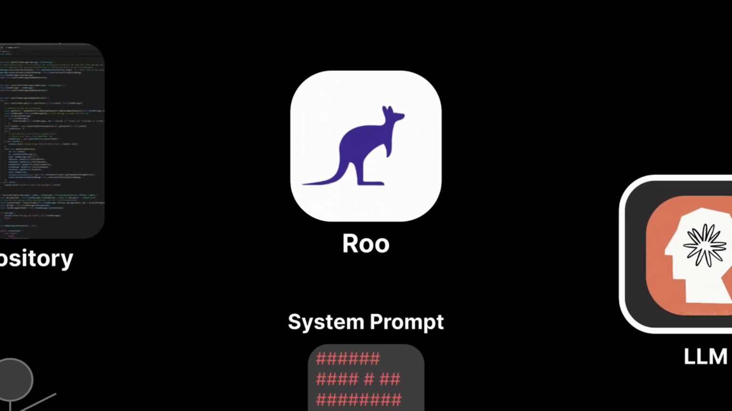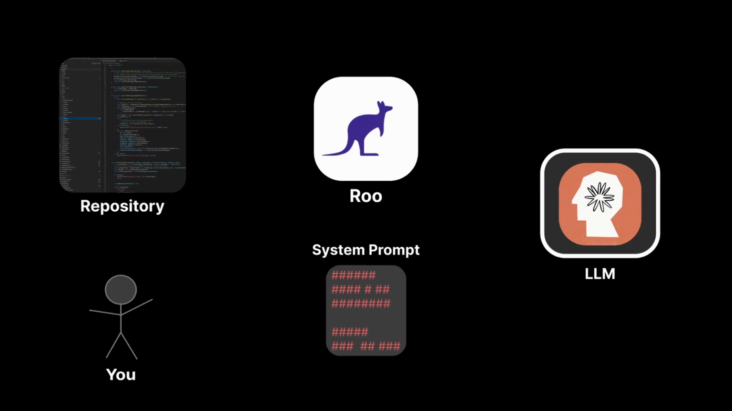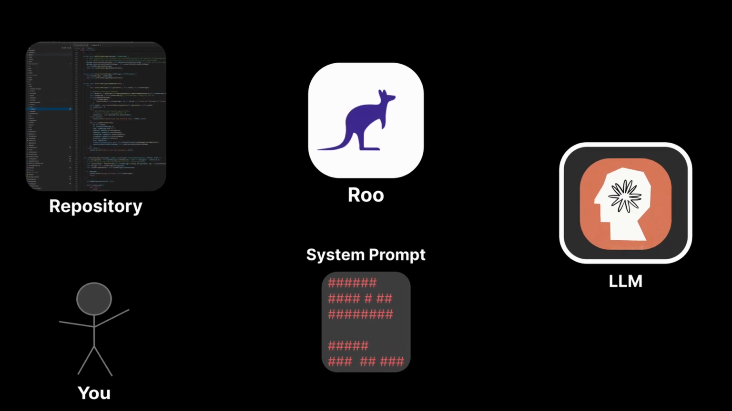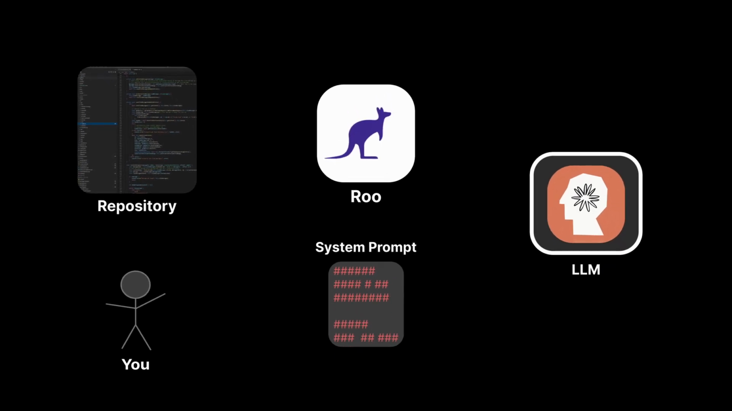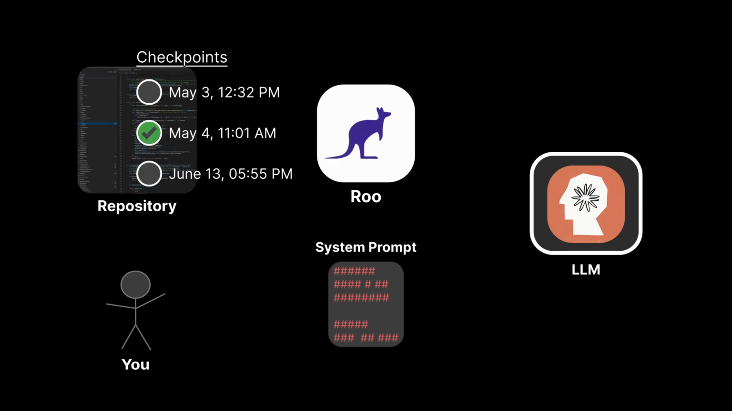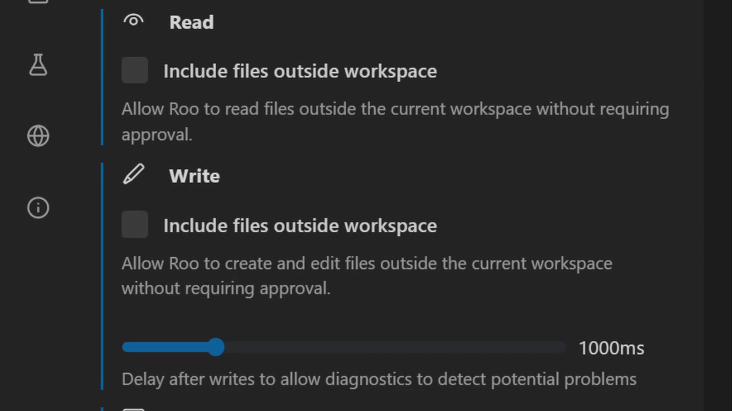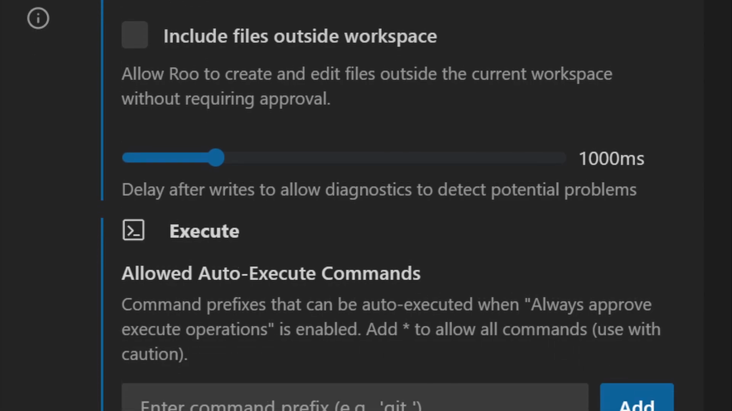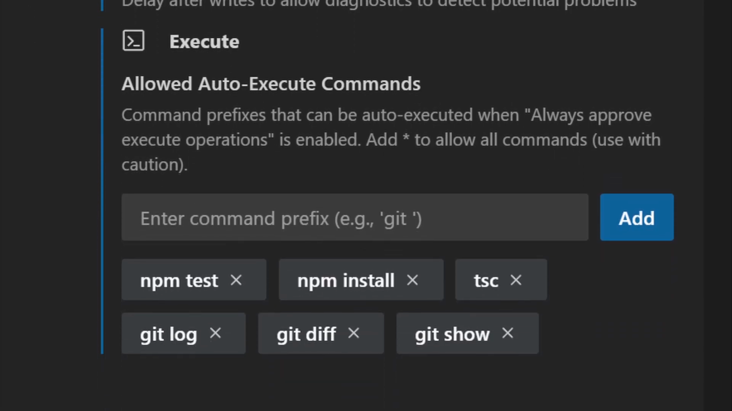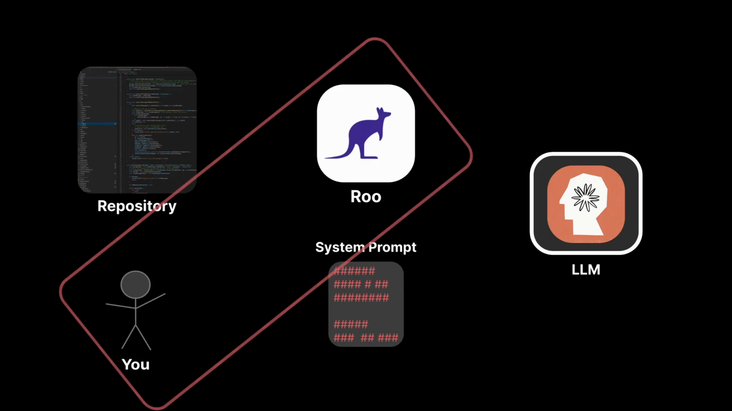Roo interacts with your codebase very similar to Cline. In fact, Roo can pretty much do everything that Cline can do. Just like Cline, it will search your entire repository and create checkpoints to revert back to. However, it allows more customizations like having granular control over what terminal commands are safe to run in your repository. Let's look at how Roo interacts with you.